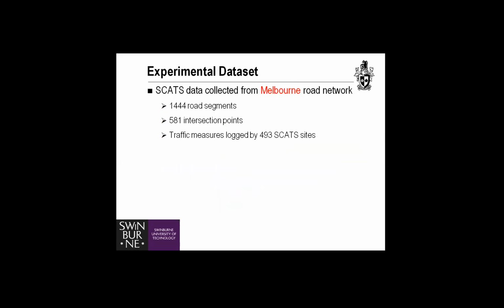Now, moving on to the experiments, we have performed experiments on the SCATS data collected from the Melbourne road network. It comprises 1,444 road segments and 581 intersection points, and the traffic measures are logged by 493 SCATS sites.